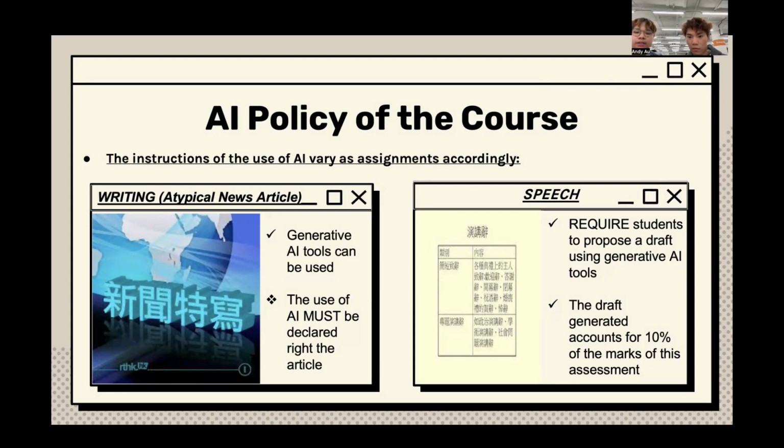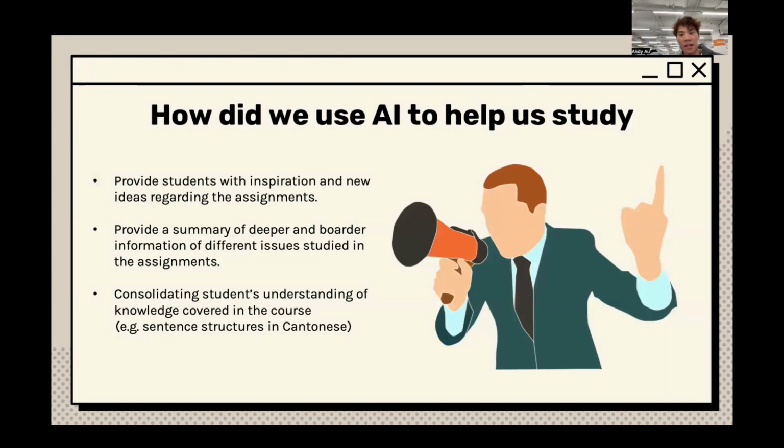And the second assignment for which we can make use of AI is the speech writing. It requires students to propose a draft using generative AI tools, and the draft generated accounts for 10% of the marks of the assessments. Okay, so we will talk about how we use AI to help us study.